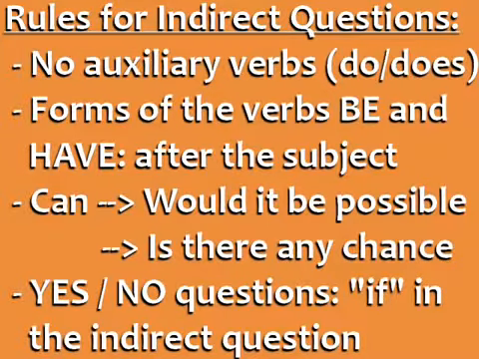Okay, let's review the rules for indirect questions. Indirect questions have no auxiliary verbs like do, does, or did. In indirect questions, forms of the verbs be and have come after the subject. For questions beginning with the word can, we change it to would it be possible or is there any chance in the indirect question. And yes or no questions become if in the indirect question.